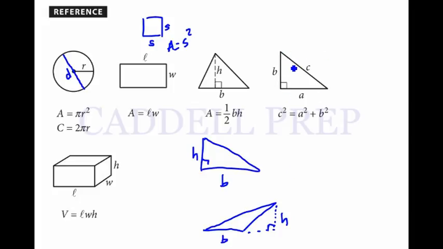Here we have Pythagorean theorem. Typically we write it as a squared plus b squared equals c squared. But obviously this is the same, c squared equals a squared plus b squared. Then we have volume of a prism, which is just the length times the width times the height.